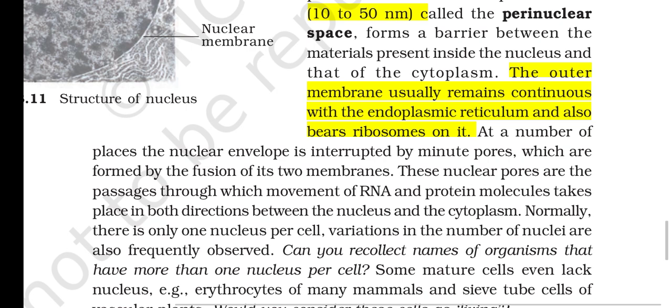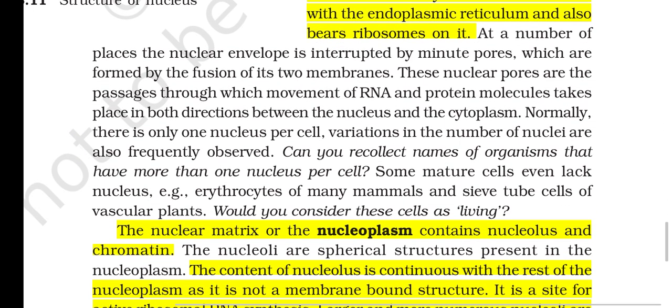At a number of places, the nuclear envelope is interrupted by minute pores which are formed by the fusion of its 2 membranes. These nuclear pores are the passages through which movement of RNA and protein molecules takes place in both directions between the nucleus and the cytoplasm.